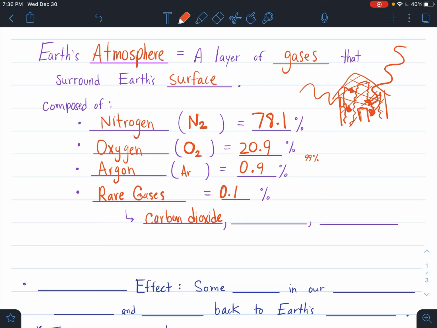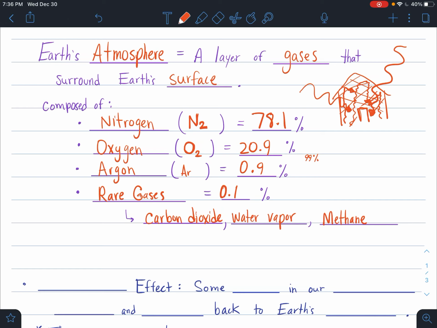Also, some other rare gases that are in our atmosphere. One of them you might be familiar with, water vapor. Yep, so like clouds or just the humidity in the air actually is a gas that's in our atmosphere. And another one that you may have heard of is methane. Okay, so this is the composition of our atmosphere.